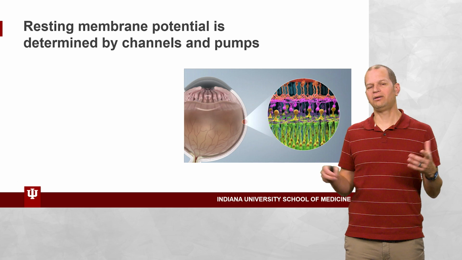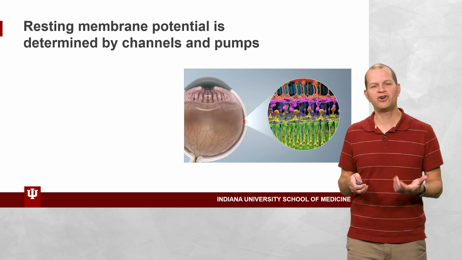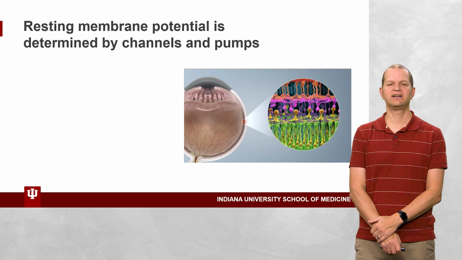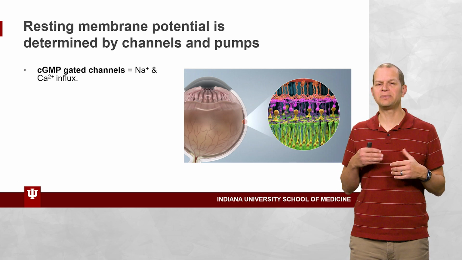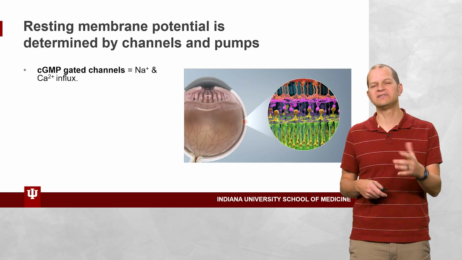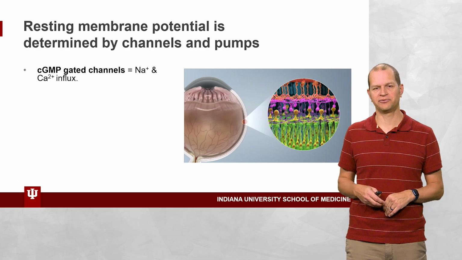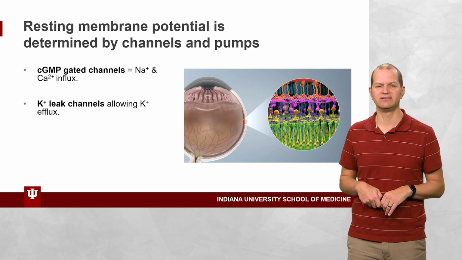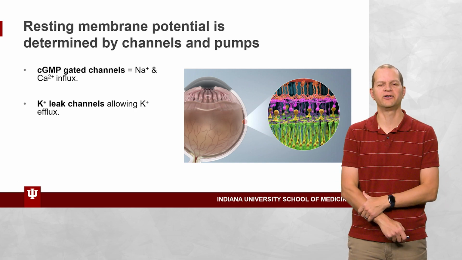Now, just like all neurons and all cells, there is a resting membrane potential. Typical neuron resting membrane potential is about -70. That's a little bit different in photoreceptors. We have what are called cGMP gated channels. That just means cGMP is the key that opens up those channels, and when they're open, sodium and calcium are able to flow through. We're going to focus primarily on sodium when we talk about these channels. There's potassium leak channels, which we've talked about. They allow potassium to leave photoreceptors.